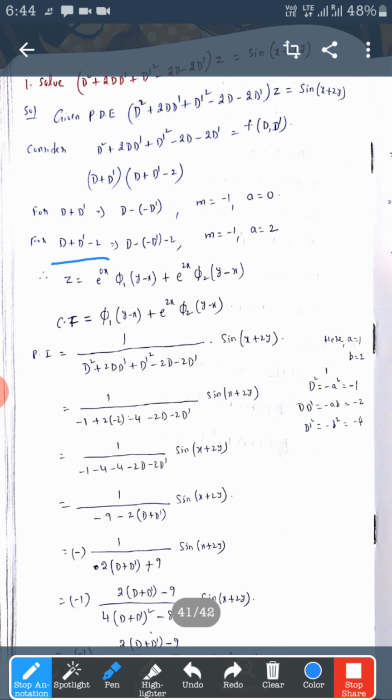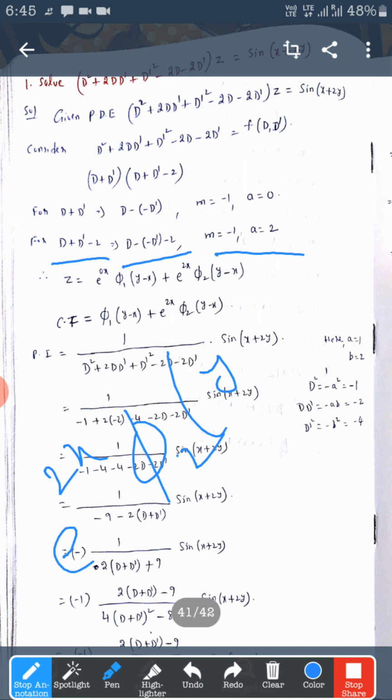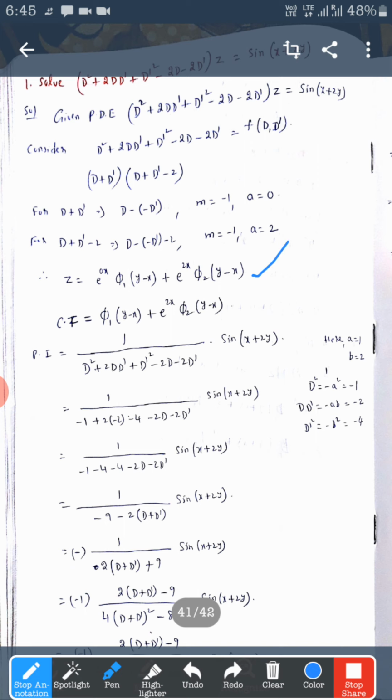Next, for this one, d plus d dash minus 2. After writing this in standard form, d minus of minus d dash minus 2. So m is equal to minus 1, a is equal to 2. Therefore, e power of 2x into phi 2 of y minus x. Combining these two, we get the complementary function. This is not z. This is the complementary function: phi 1 of y minus x plus e power of 2x into phi 2 of y minus x.